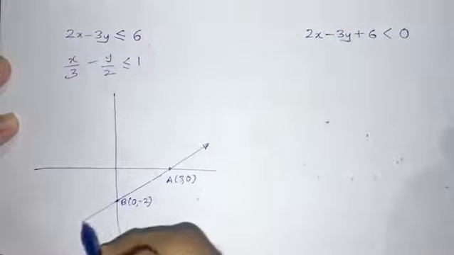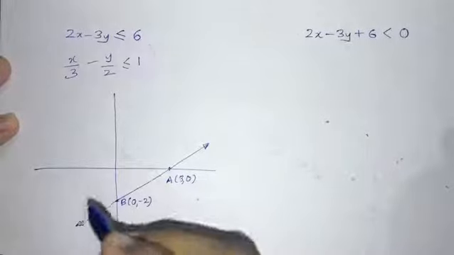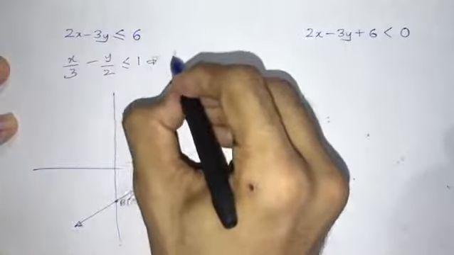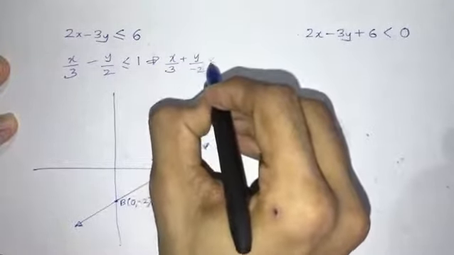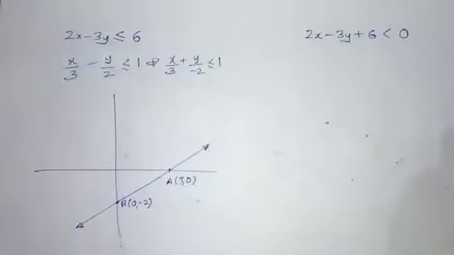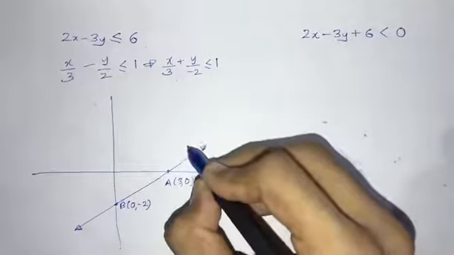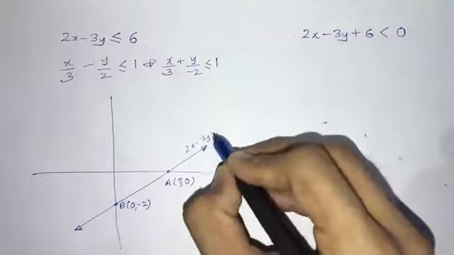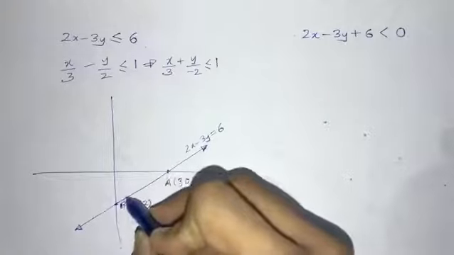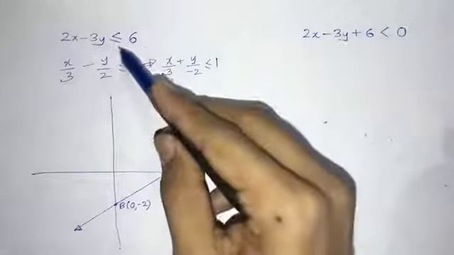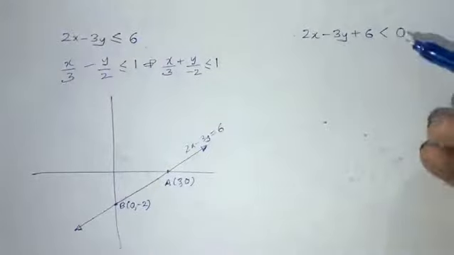That is the point, because I can treat this equation as x by 3 plus y by minus 2 less than or equal to 1. In this, we have to include the points on the straight line. That's why I have 2x minus 3y equal to 6. So that is the equation of the straight line. The points on this straight line will satisfy the equation. We want equal to 6, but with that also we want less than 6.